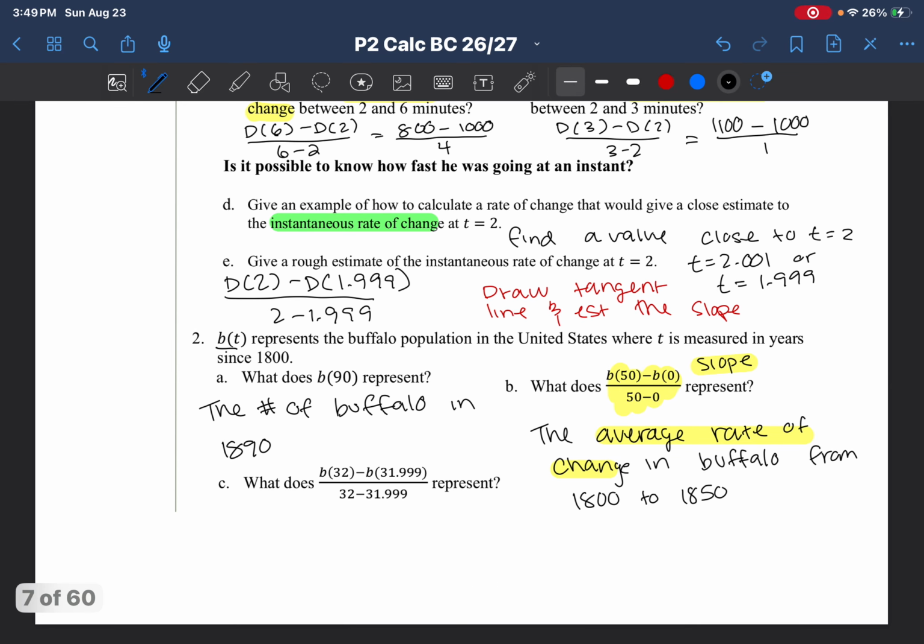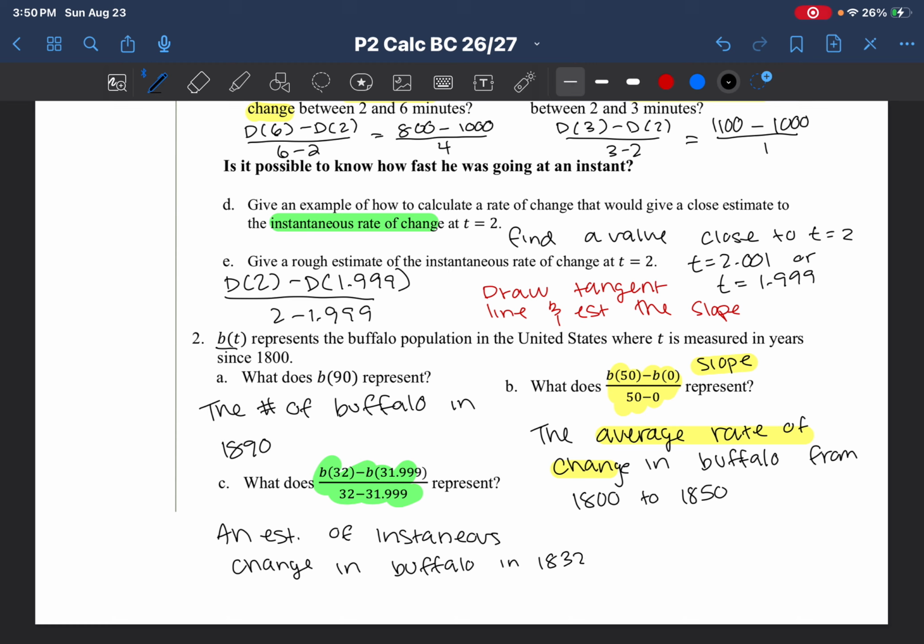Okay, and then lastly, it says, what does B of 32 minus B of 31.999 over 32 minus 31.999 represent? Okay, so right here, since we have a number that is very close to 32, this is trying to represent instantaneous rate of change. So we would say this is an estimate of instantaneous change in buffalo in 1832. So it's trying to estimate 32, and 32 is representing the years after 1800.